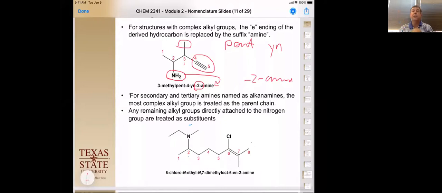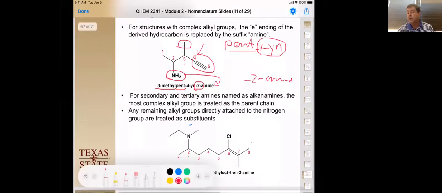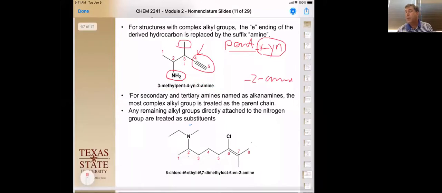We have one substituent, so we start with that, the 3-methyl. Then we have the pent for the 5 carbon chain. And now we have to locate the yne. And it happens to start on that number 4 carbon. So we have -4-yn. And then we have to locate our name-changing functional group, the -2-amine, which gives us our full name of 3-methylpent-4-yn-2-amine. Okay.